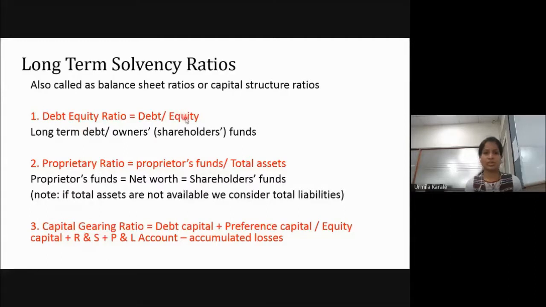So when we are talking about equity, we are talking about shareholders' funds or own funds, which includes equity share capital, preference share capital, reserves and surplus, retained earnings, and profit and loss account, the profit of that year, right? From this, we minus the accumulated losses, if any, right? Now, proprietary ratio, next ratio.